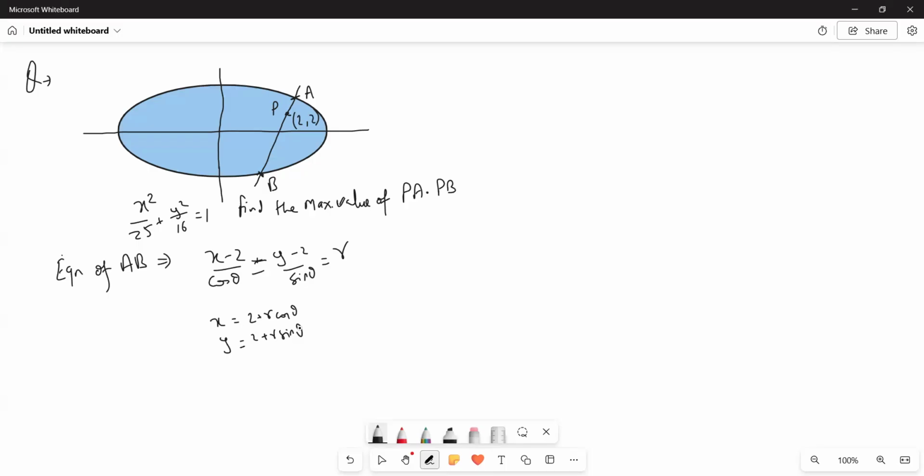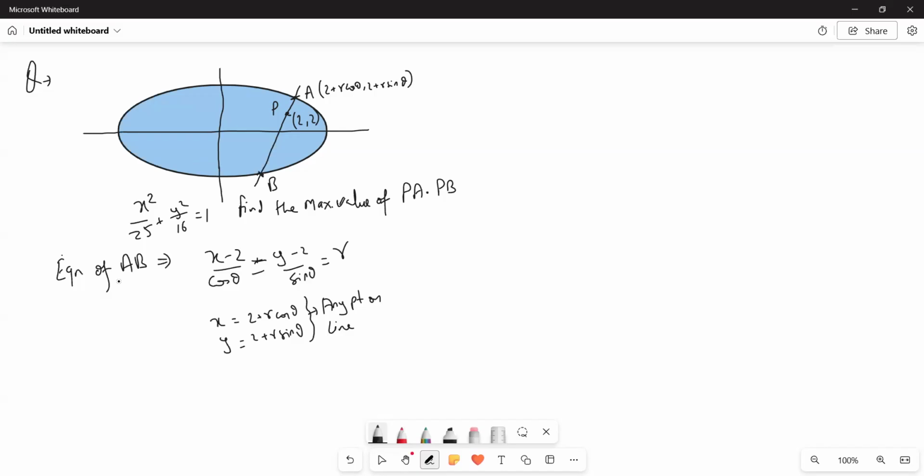Is that okay with everyone? Can you people hear me? यस सर. ठीक है. So now this would be like writing any point on the line. But since it represents any point on the line, it can also represent the coordinates of A. So we can assume that A would be like 2 plus r cos theta, comma 2 plus r sin theta.